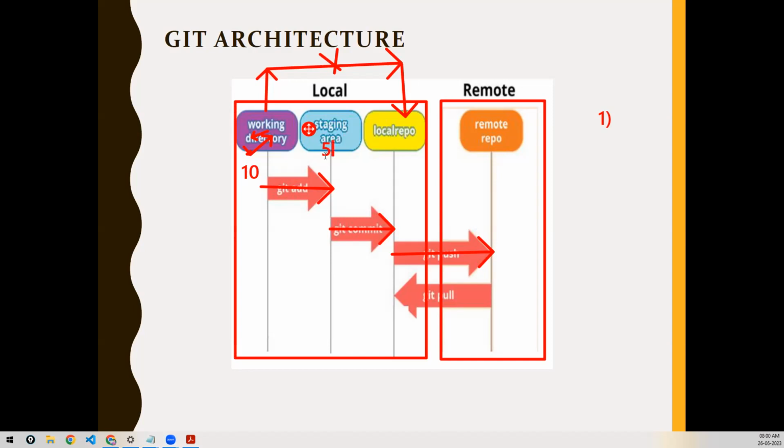Am I making sense? Clear? So just imagine there will be three folders in your local system: working directory, staging area, and local repository. First, you make changes in your working directory, move your changes to the staging area, then to your local, and from local to remote. This is the simple architecture of Git.